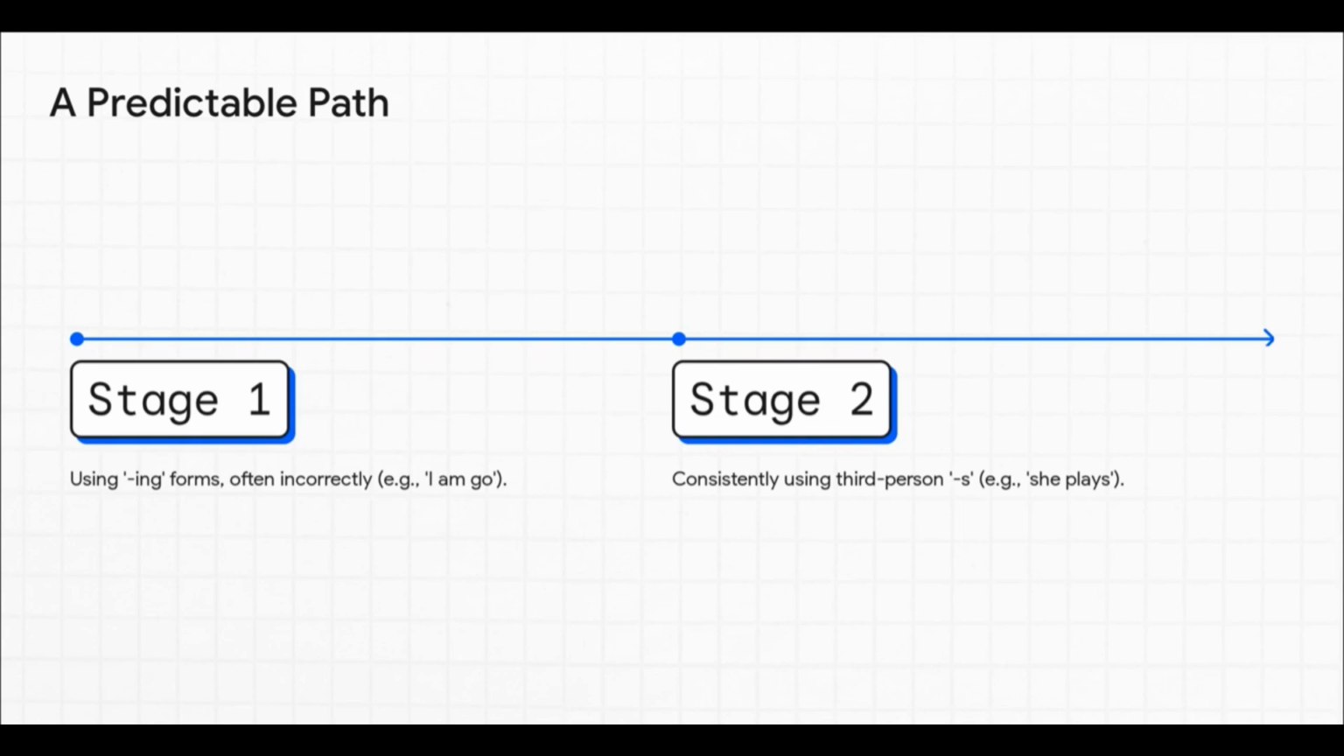And what's wild is that research shows that pretty much everyone, no matter what their first language is, tends to pick up grammar in a very predictable order. For example, most people get the hang of ing endings way before they master adding the s for things like she plays, even if the textbook taught that s rule on page 1. Your brain just has its own lesson plan.